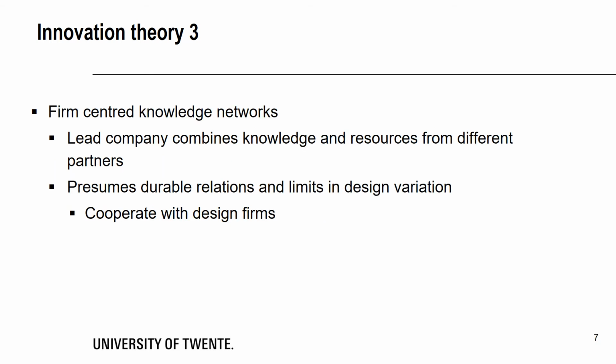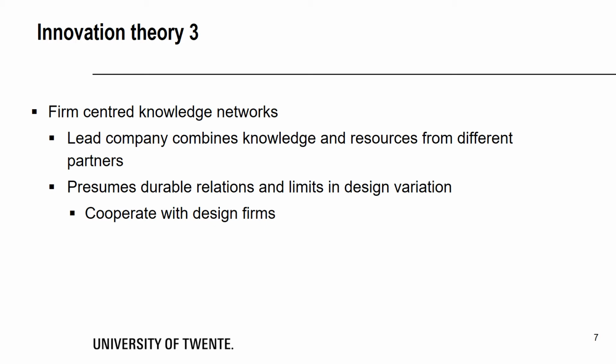The previous two theories started from the idea that innovation is mainly done within single companies. Now, a third perspective is that innovation is the result of cooperation between different companies in knowledge networks. So for instance, there might be a lead company that combines knowledge and resources from different partners, and together they develop innovative products or ways of producing certain products. Now, of course, the development of these knowledge networks presumes durable relations between companies, and we've seen that this is difficult in construction.